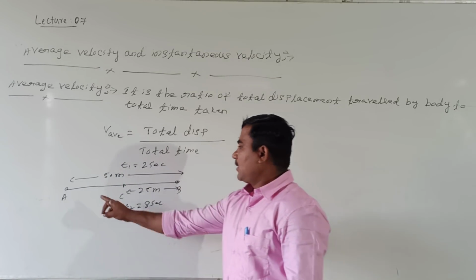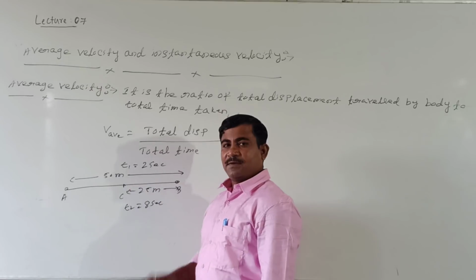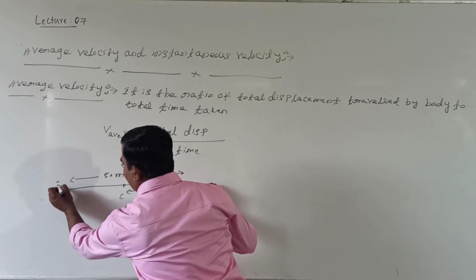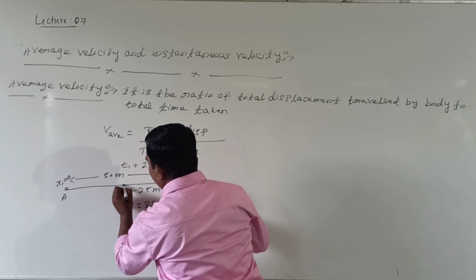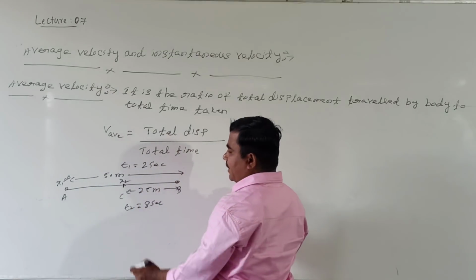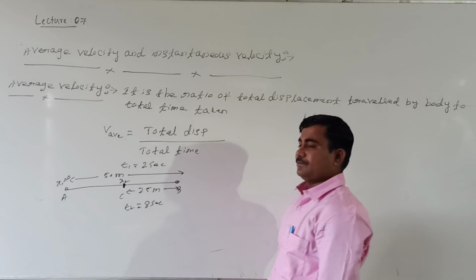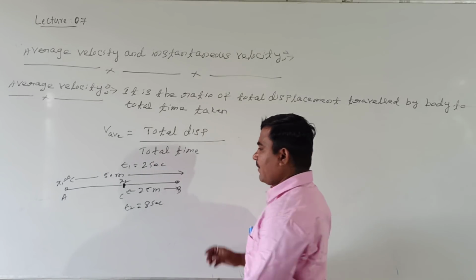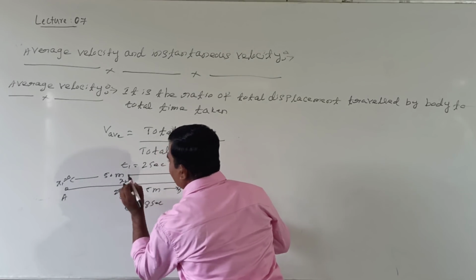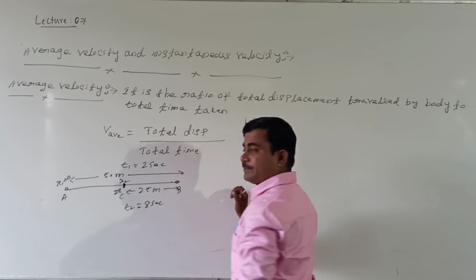Right or wrong? A to B, then again B to C. This is the initial position, x1 is 0. What is the final position? It is 25. This is the 25.